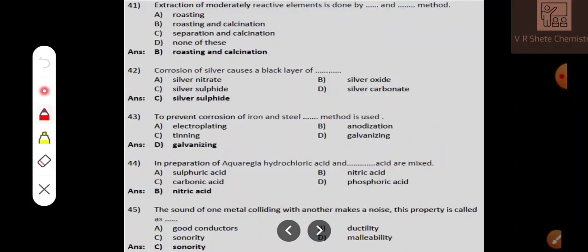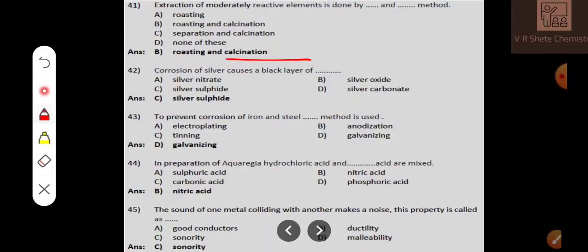Extraction of moderately reactive elements is done by roasting and calcination. Roasting means heating of ore in presence of air, and heating of ore in absence of air means calcination. Corrosion of silver causes a black layer of silver sulfide. To prevent corrosion of iron and steel, the galvanizing method is utilized.